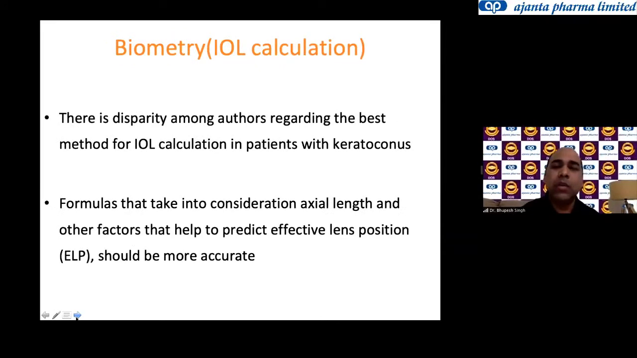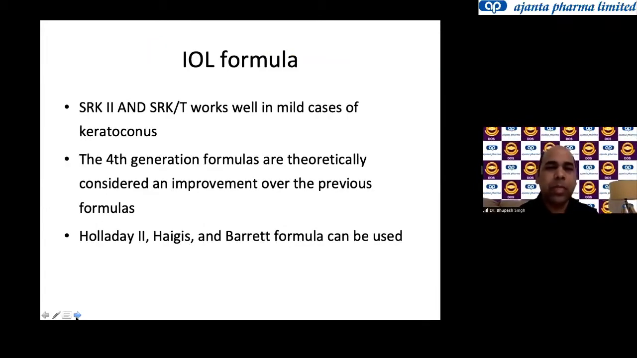There is a disparity among authors regarding the best method for IOL calculation in patients with keratoconus, and the formulas that take into consideration the axial length and other factors that help to predict effective lens position should be more accurate. Different formulas have been used in these eyes. The SRK2 and SRK-T work very well in mild cases of keratoconus, whereas the 4th generation formulas, which are theoretically considered an improvement over the previous generation formulas, are used in advanced cases. The Holladay 2, Haigis, and Barrett formulas work very well in these eyes.